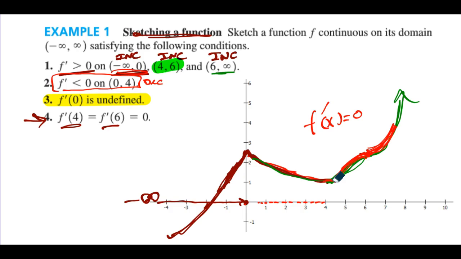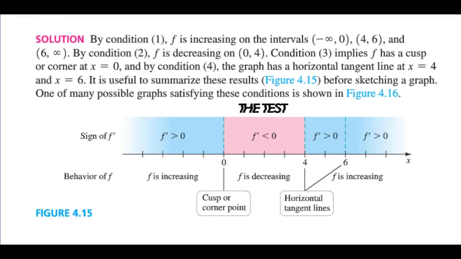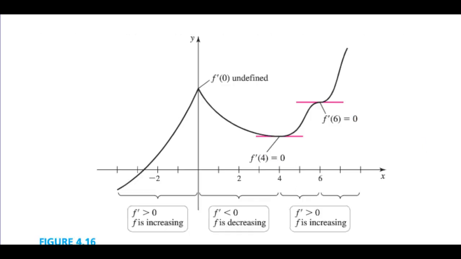So concavity is changing there, and the critical value is 0. That's not a max or a min. So that's the test we're going to run. We're going to draw this number line and actually check for intervals of increase and decrease.